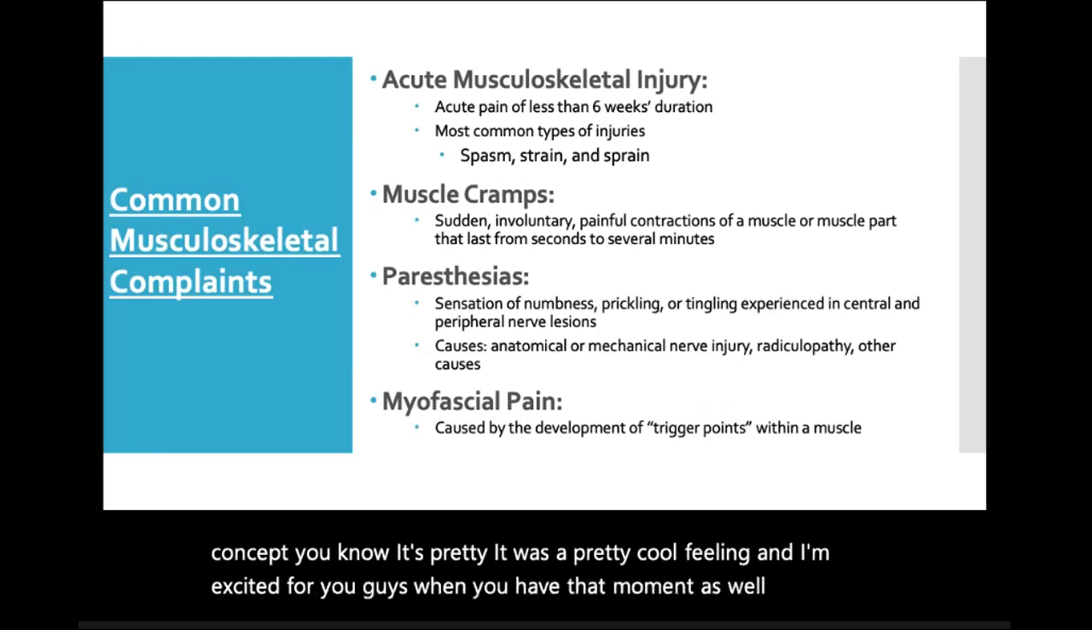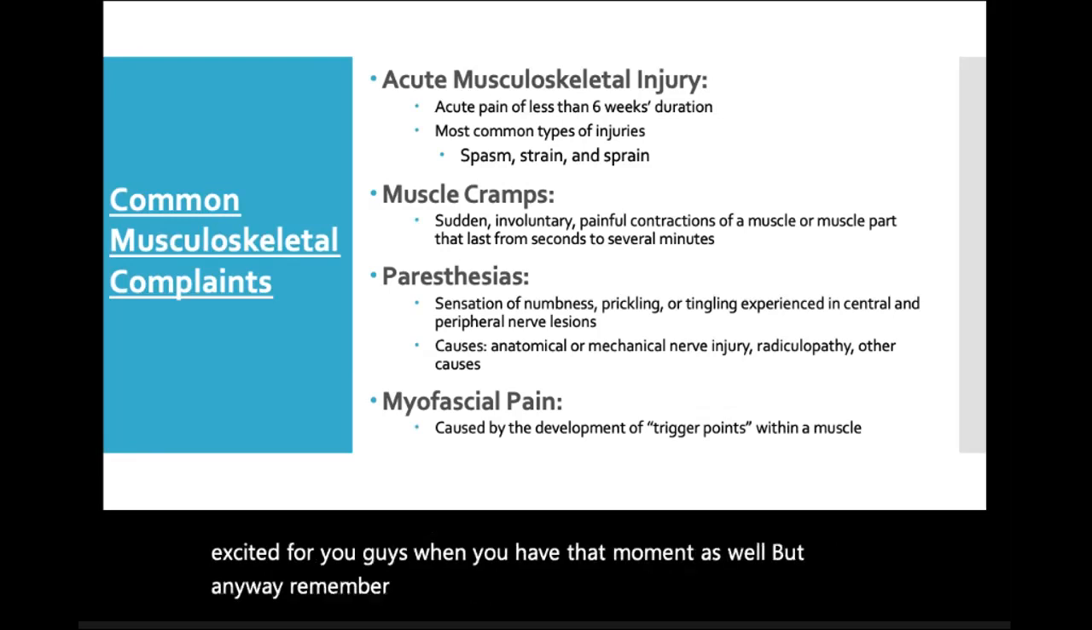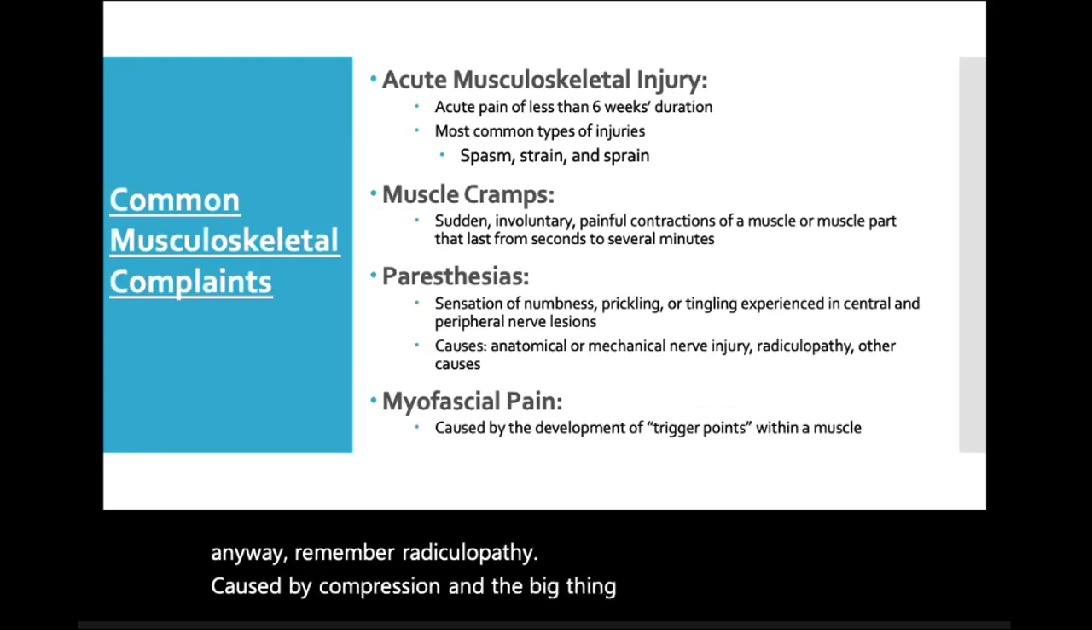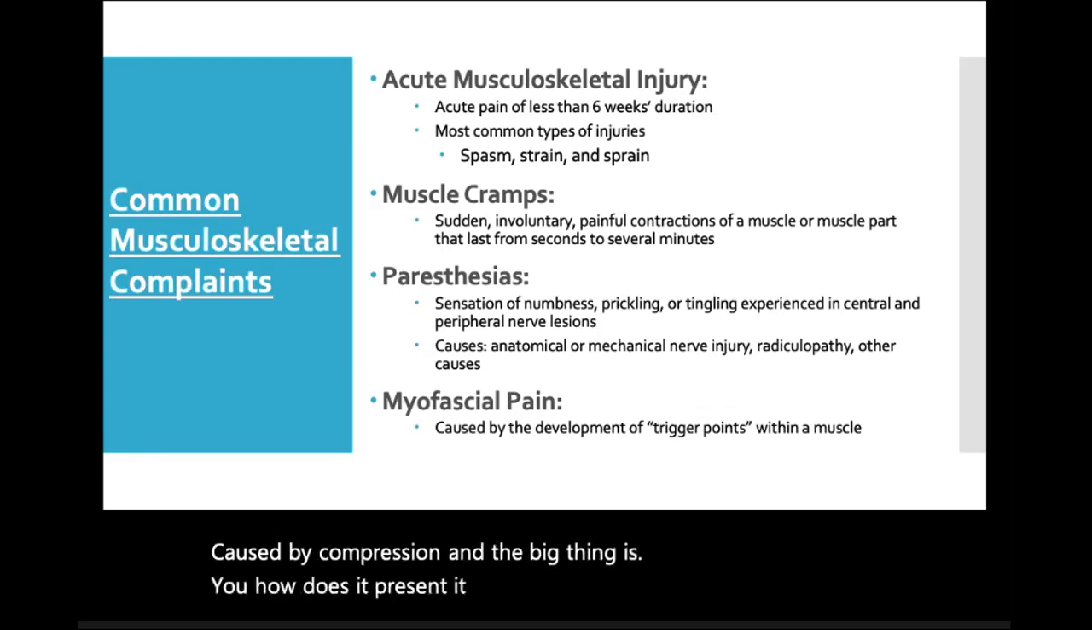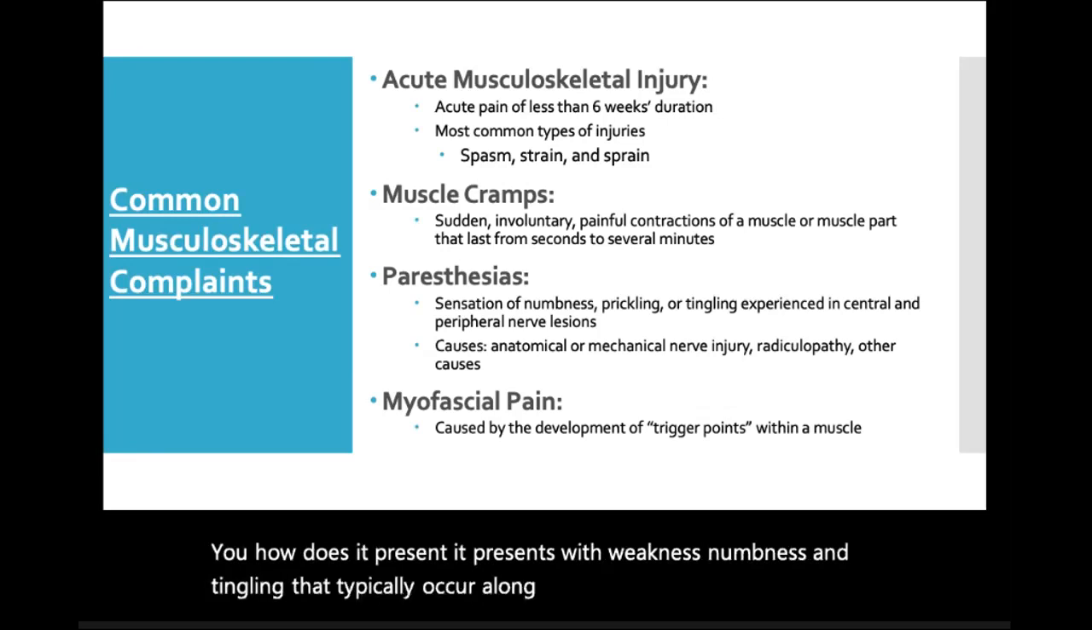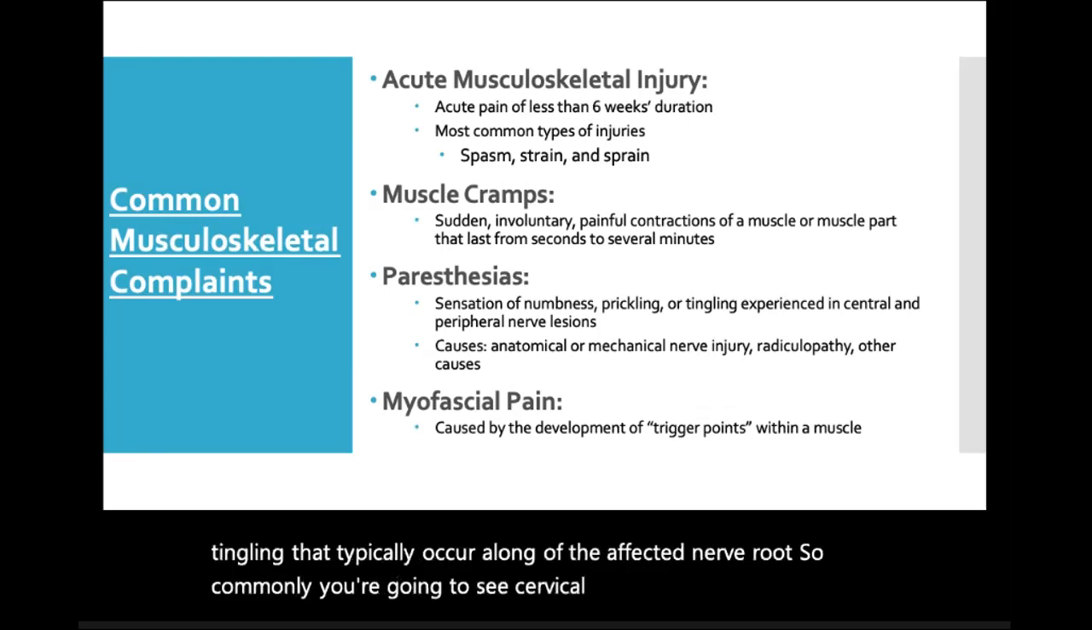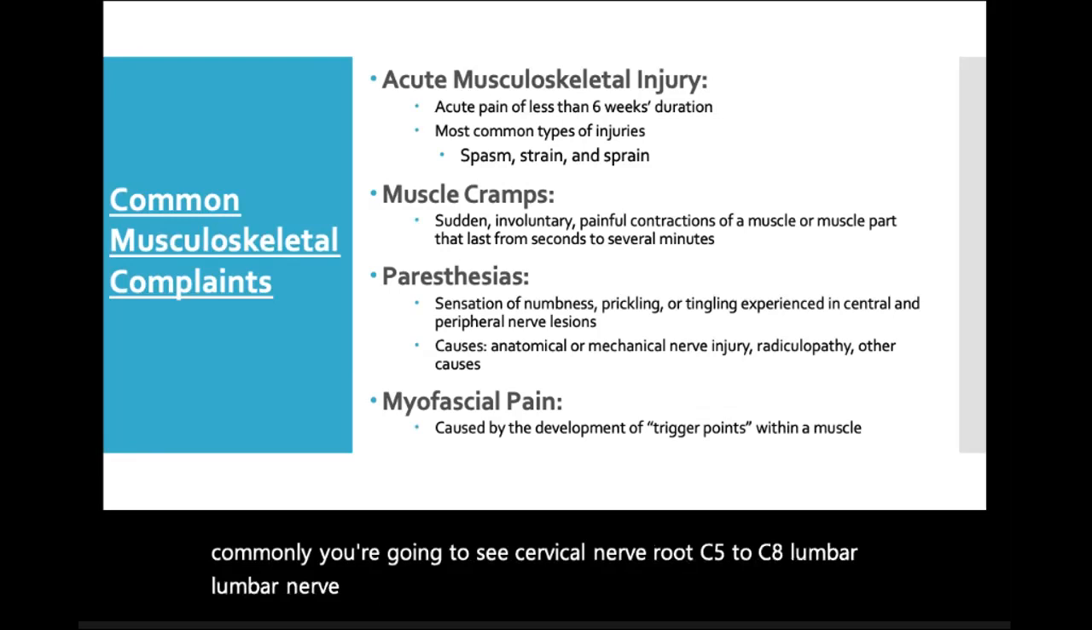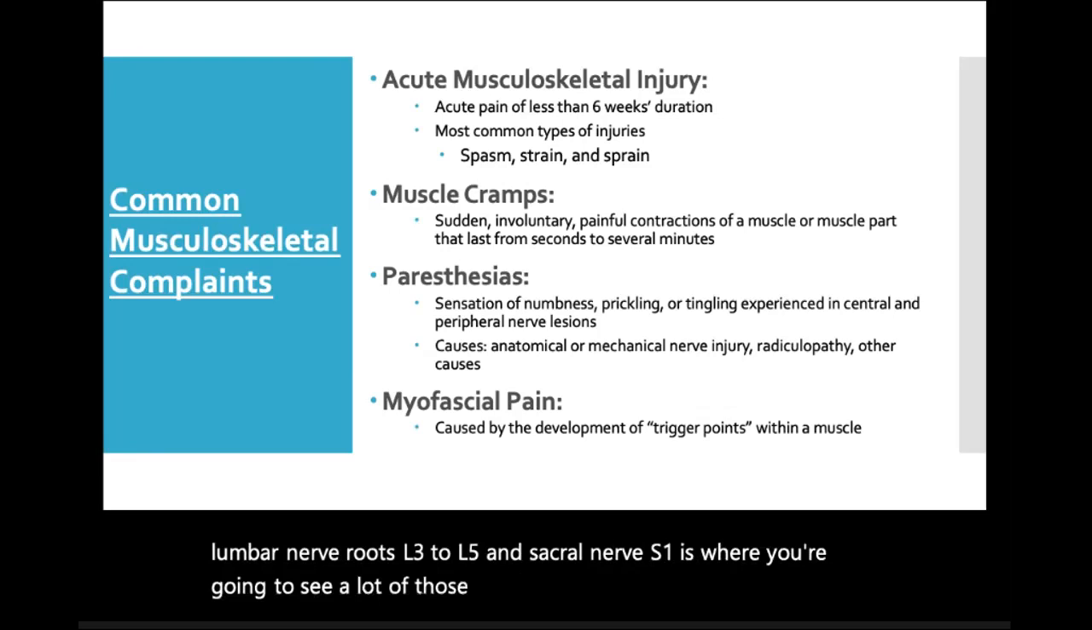But anyway, remember, radiculopathy is caused by compression. And the big thing is, how does it present? It presents with weakness, numbness, and tingling that typically occur along the distribution of the affected nerve root. So commonly you're going to see cervical nerve roots C5 to C8, lumbar nerve roots L3 to L5, and sacral nerve S1 is where you're going to see a lot of those symptoms stem from.